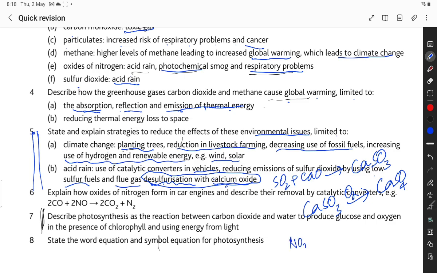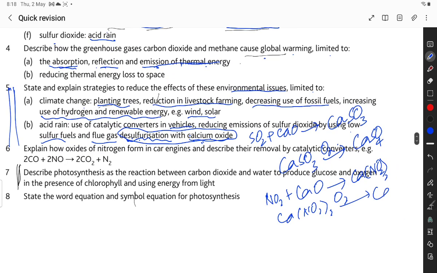Similarly, nitrogen dioxide is also removed: NO2 twice with calcium oxide forms calcium nitrite, which is further oxidized to form calcium nitrate.